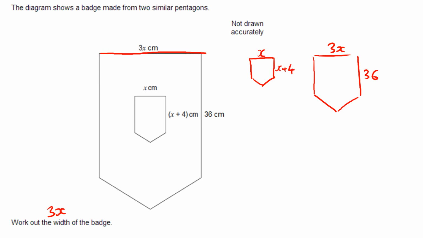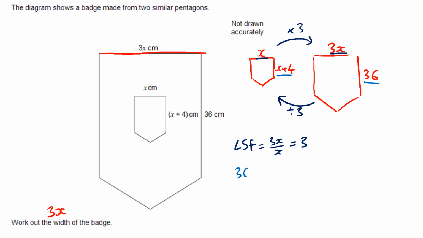And I think it's fairly straightforward to find the LSF, because we go from x to 3x. So our LSF is 3x divided by x, which is just 3. This clearly times is by 3 to get to 3x. So we must divide by 3 to go the other way. Well, that would tell us that 36 divided by 3 gives you 12, which is equal to our x plus 4 over here. So let's take away the 4, and then we can get that x is 8. No, that wasn't too bad.